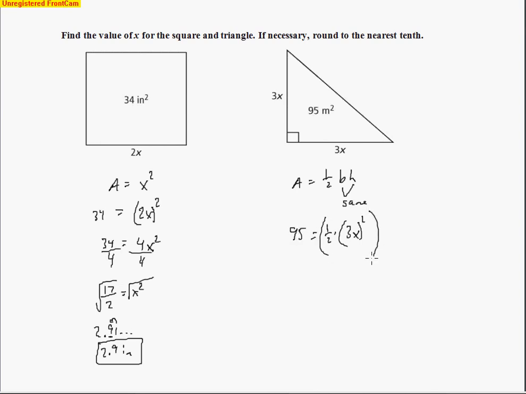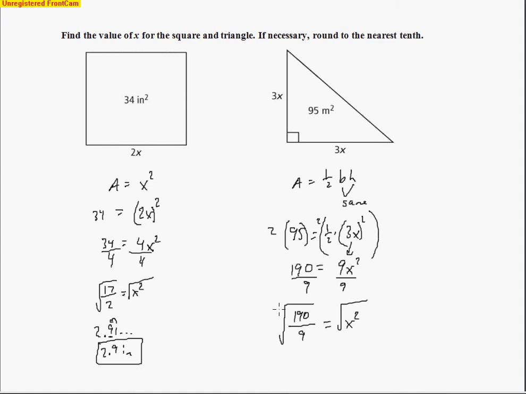So the first step I'm going to do is get rid of that fraction, multiply by 2, and I'm left with 190 equals, and then I'll square this. I get 9x squared. I got the 9 because 3 times 3 is 9. Well, look, when I divide, I got to divide by 9. So now I've got 190 over 9 equals x squared. So I'm just going to take the square root, but make sure, again, you do the division first, then take the square root. And don't round anything until the end of the answer.